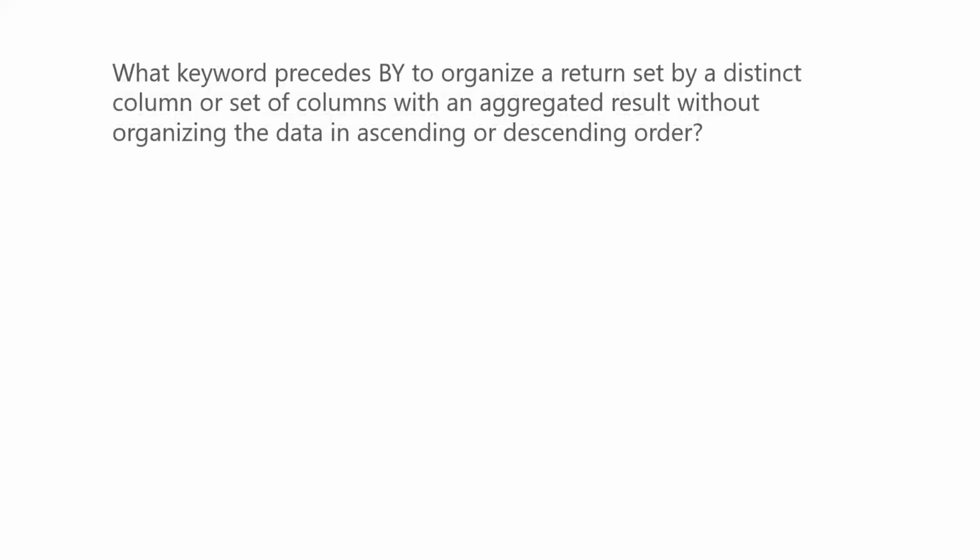What keyword precedes by to organize a return set by a distinct column or set of columns with an aggregated result without organizing the data in ascending or descending order? Remember, we said before, if you have an aggregate query, you have sum, average, anything in there, count in your select query, that becomes aggregate. Everything else has to be in a group by clause, or the engine can't figure out what you want.